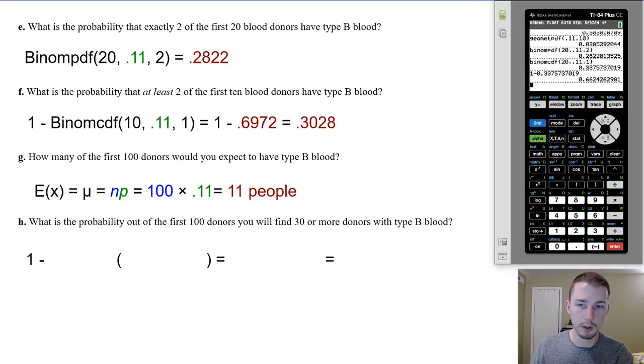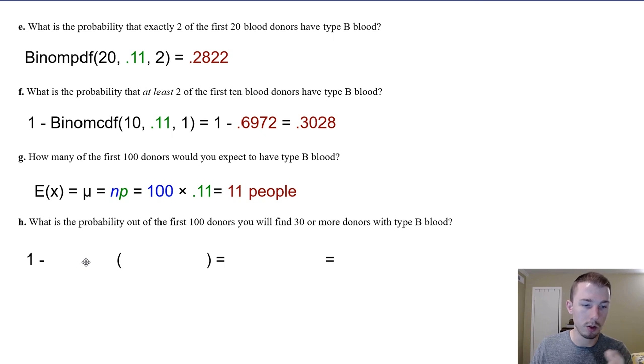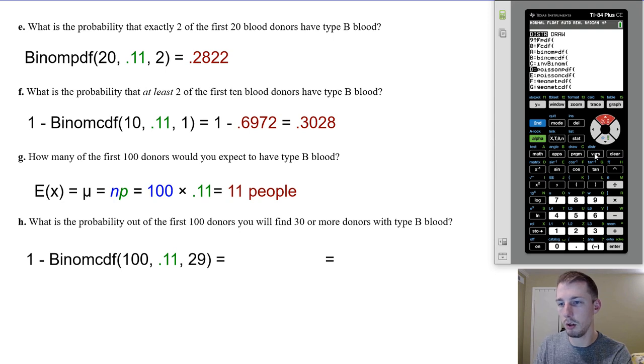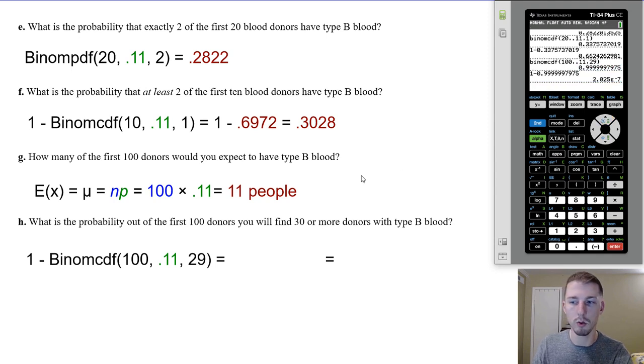So let me go ahead and put that in the calculator so you can see how we would have gotten it. Basically we're going to do 1 minus the CDF. We have to go up to 29 because we can't measure from the right. So second distribution, binomial CDF. Out of 100 trials, we want to know up to 29. And then we subtract that from 1. So 1 minus that previous answer.